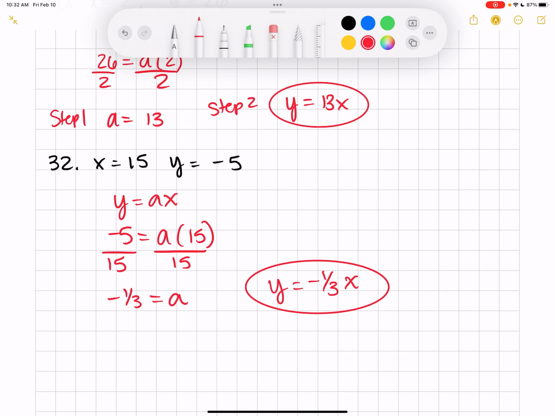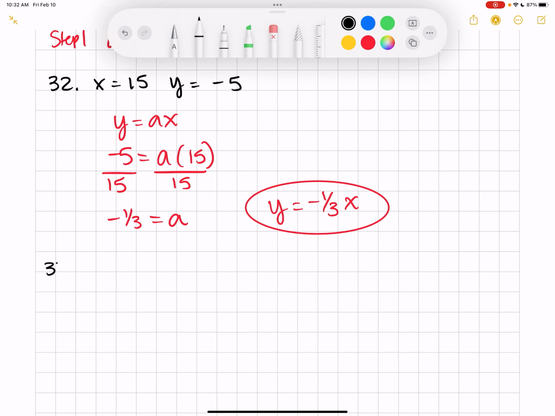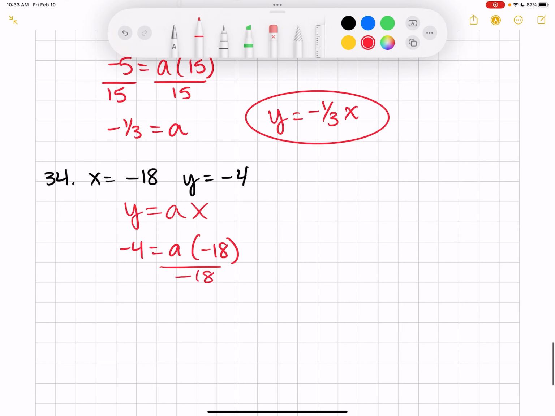Let's see. Let's do 34. x is equal to -18. y is equal to -4. So again, y equals ax. I'm going to plug in these two numbers to solve for a. So I have -4 is equal to a times -18. So divide by -18.